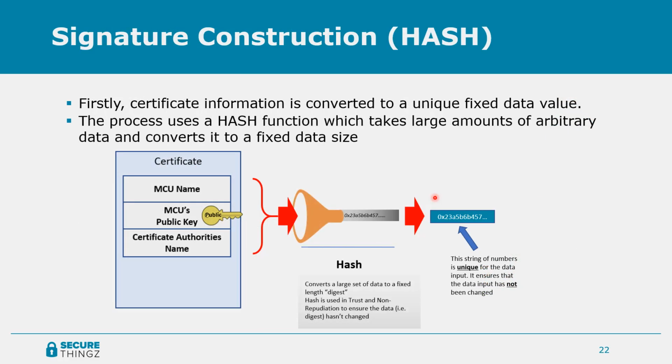So firstly, the certificate information is converted to a unique fixed data value. The process uses what we call a hash function, and this takes large amounts of arbitrary information and converts it to a fixed data size. This is the process here. So we take all the textual information of the certificate, put it through a hashing algorithm, and out pops a fixed size number, and that number is unique to this certificate.